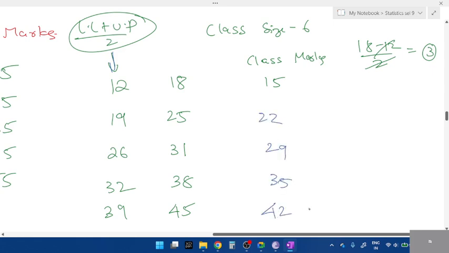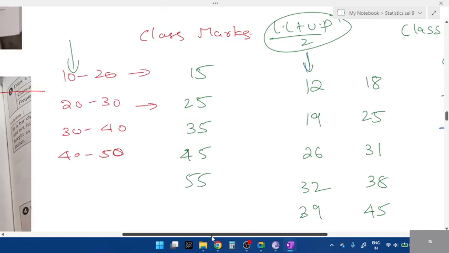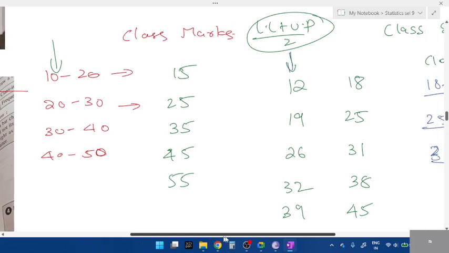Is it clear? This is one way. Or if you're feeling this is tough, go with the normal. What's the normal formula in the textbook? Upper limit plus lower limit. Do it how you all want, students. I've taught you both methods. That's the concept. If it is easy, you can directly take.